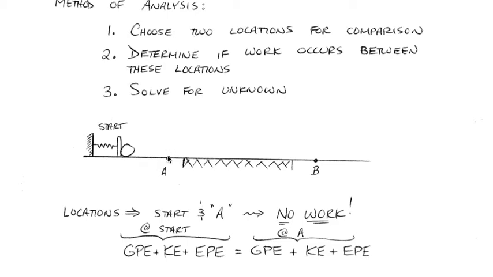If I wanted to know how fast the object is traveling at A, I would choose two locations. I think my starting point is a good location, and I think that A is obviously a good location because that's what we're trying to find. So in this case, I have to realize that between my starting point and A, no work occurs because I don't have any friction, I don't have any outside forces coming in and giving a burst of energy to this object. So keeping that in mind, I just use the equation I've always used. I total up my GPE, my KE, and my EPE at the starting point. I total up my GPE, my KE, and my EPE at point A, and I know that the law of conservation of energy says that those two must be equal as long as no work occurred, which we know it didn't because the friction is over here, it's not between start and A.